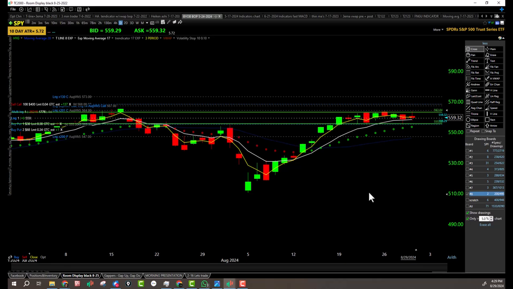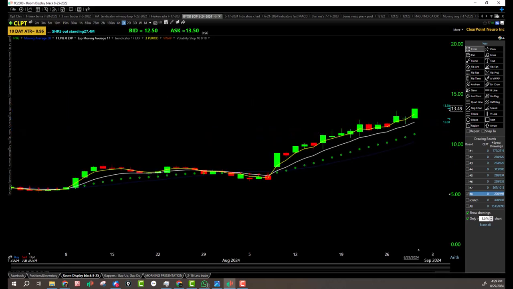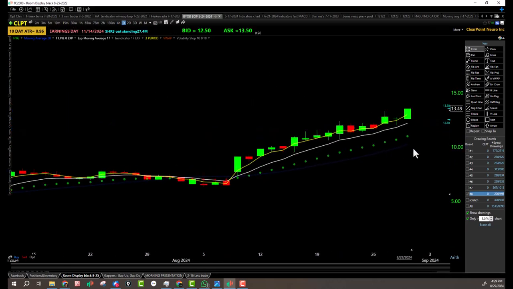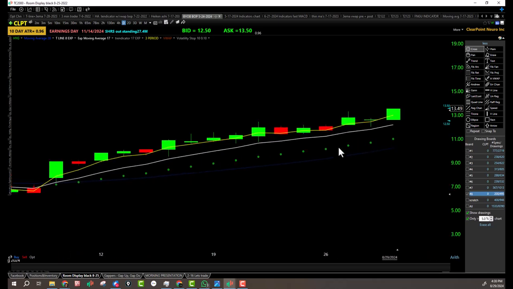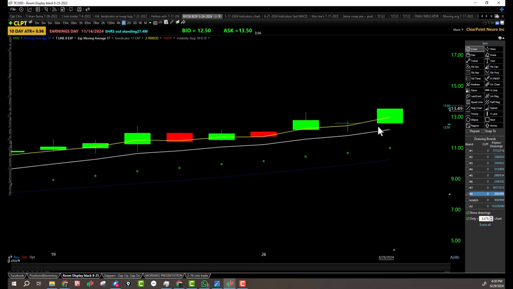John, CLPT, I own 200 shares and would like to own way more. Would you still buy here, maybe with a stop below the 8 EMA? Let me take a look at it. CLPT. I wouldn't buy at the highs. Pick it up at the 3s. Anytime it's under the 3s, that would be my location to buy.